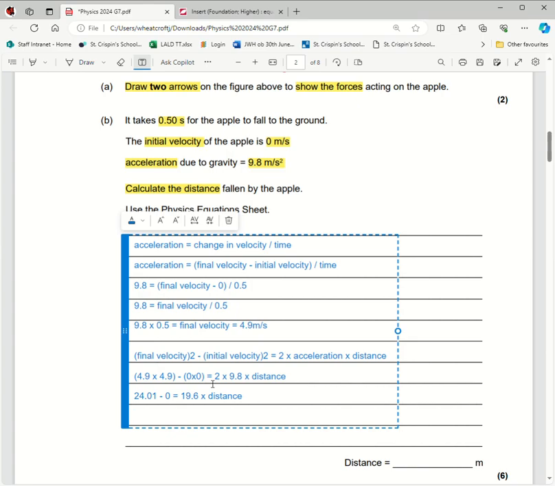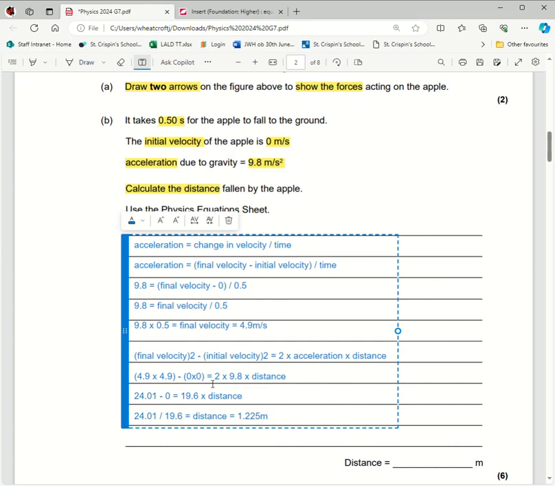So the answer is going to be 24.01 divided by 19.6 is going to be our distance. And if I go back to my earlier calculation and do 24.01 divided by 19.6, I've got 1.225 meters, and that would get you the full 6 marks for doing that. If you'd rounded it to 1.23, that would be fine. 1.2 would also be fine.